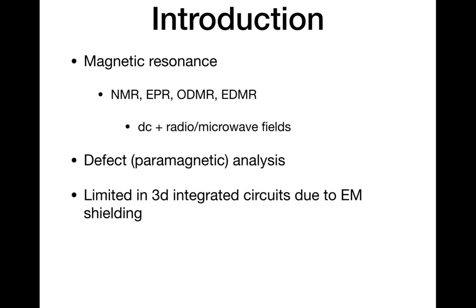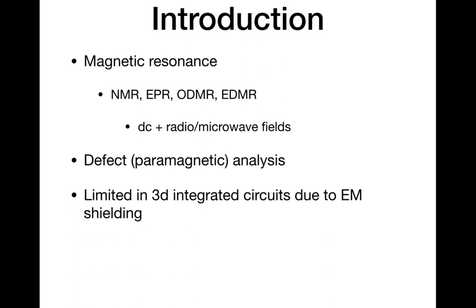And all these techniques, of course, rely on some alternating field, radio frequency or microwave frequency magnetic fields. So this is actually a limitation in that one can't use these techniques to probe the defects within 3D integrated circuits. Okay, and this is due to the highly conductive elements that shroud the layer you might want to look at. Okay, so these electromagnetic waves will be shielded. Okay, so there's some limitations there.